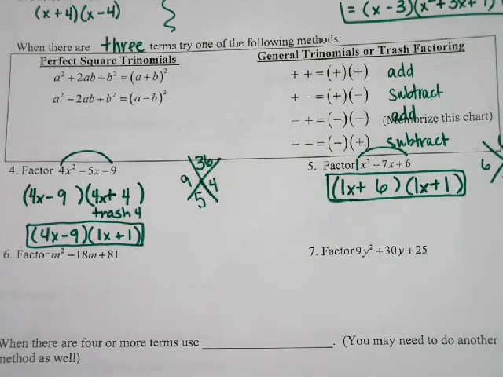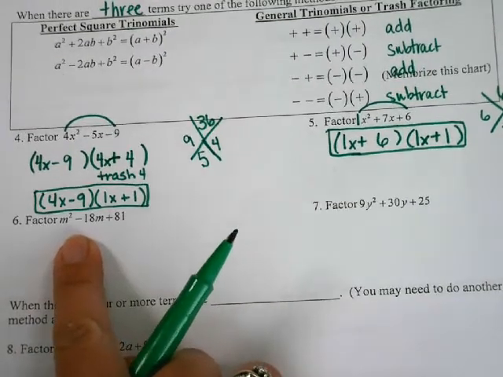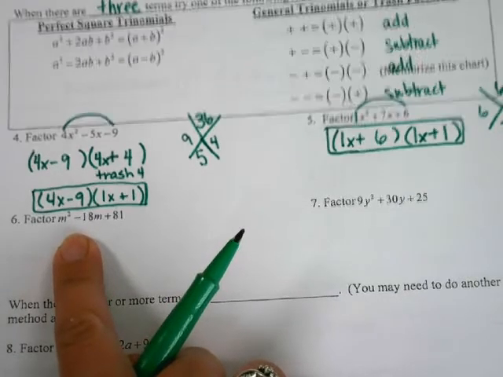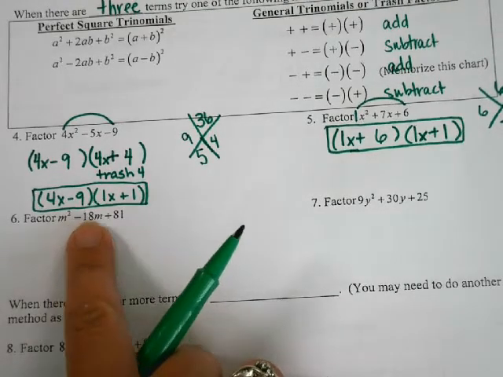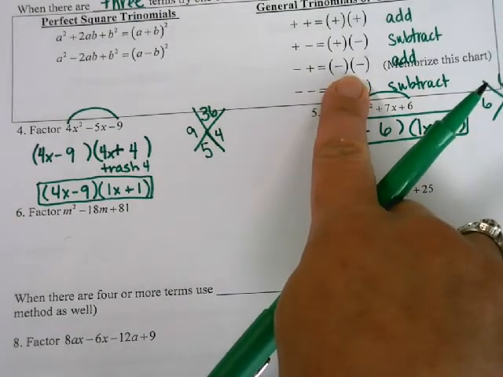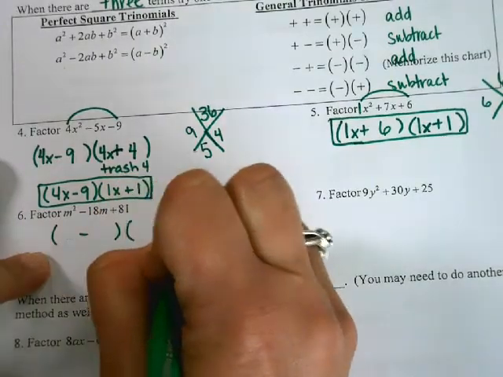Okay, you ready for another one? Questions? Okay. Number 6. I have m squared minus 18m plus 81. All right, let's figure out our signs. Minus and a plus. So I got a minus and a minus.